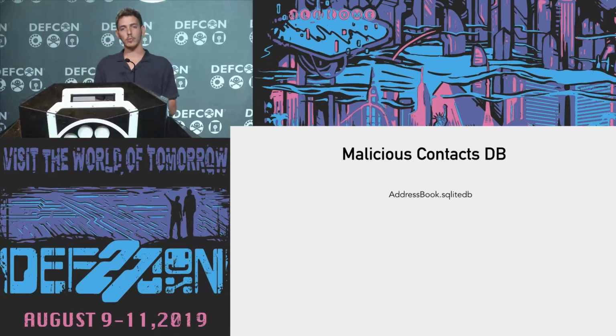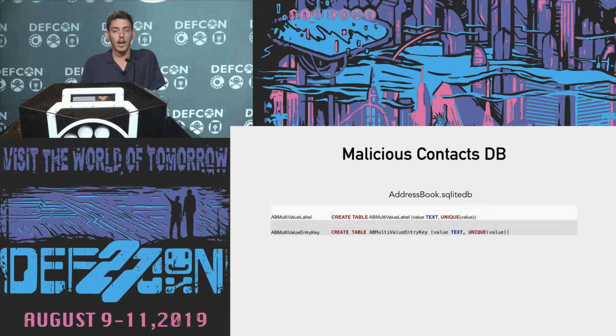So as our target, we chose the contacts DB. This is the name of the contacts address book SQLite DB, and these are a couple of tables inside it. There's nothing really special about those tables. They're just here as an example. We will replace the DB with our malicious DB, right?